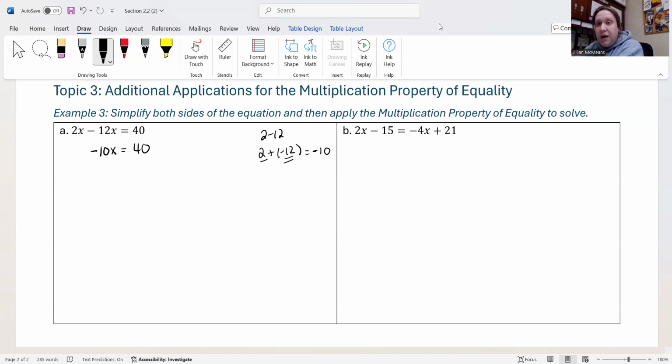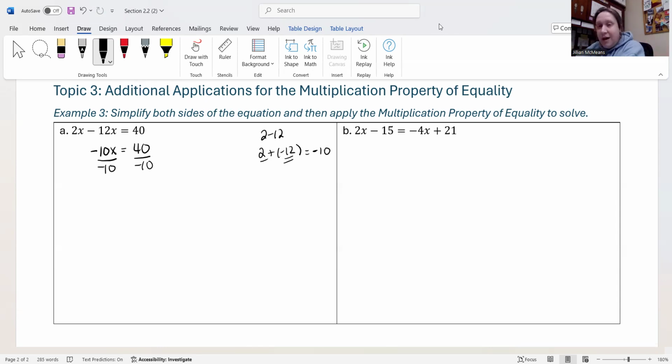And at this point, we have a single variable term equaling a single constant term. We're at the point where we can go ahead and apply the multiplication property of equality. So I need to undo what has happened to x. x has been multiplied by negative 10. We undo multiplication with division. So I'm going to divide both sides by negative 10. If I don't divide both sides by negative 10, I lose the balance that's naturally there in that equation. So whatever you do to the left, you have to do to the right.